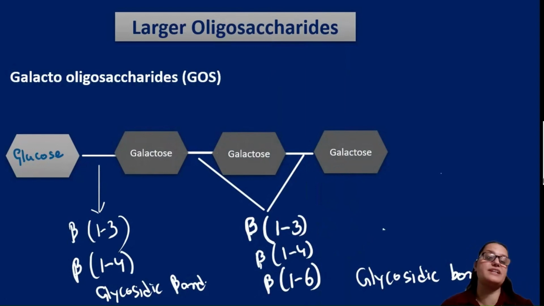Sometimes they form beta-1,3, sometimes they form beta-1,4, sometimes those bonds are beta-1,6. It means there is variation. I cannot give one structure of galacto-oligosaccharides because this keeps on varying. Even this first bond between glucose and the first galactose may be beta-1,3 or beta-1,4. It can be any of them. So in this way, here we end our discussion about the oligosaccharides.